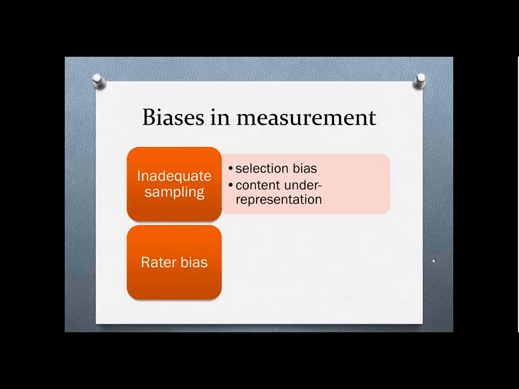A different form of inadequate sampling is something called content underrepresentation. I mentioned earlier that 20 questions on a knowledge test is not going to cover everything in patient safety and quality. And so you need to make sure that you're balancing how much of the knowledge test covers those concepts versus not wanting to tire them out because you have a 100-question knowledge test. And so sampling is definitely an issue in this.